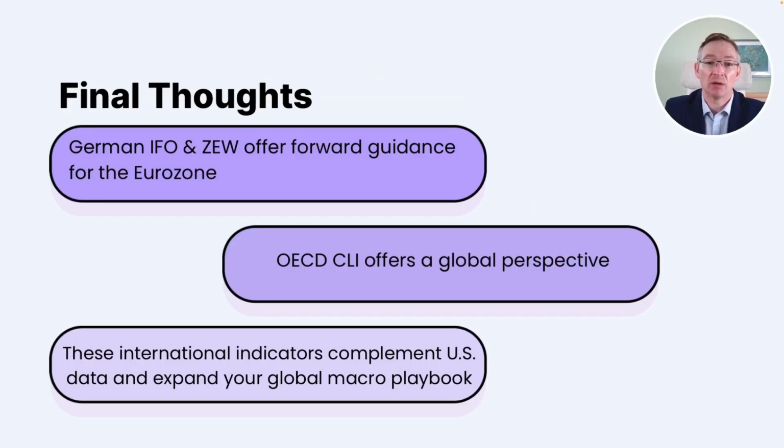So, to wrap up, Germany's IFO and ZEW indicators give us critical insight into the Eurozone economy. The OECD CLI gives us a bird's eye view of global growth trends. Together, these tools complement any US data tracking that you're doing and give you a much more complete view of where macro conditions are headed across the world. They are very useful international indicators to be aware of.